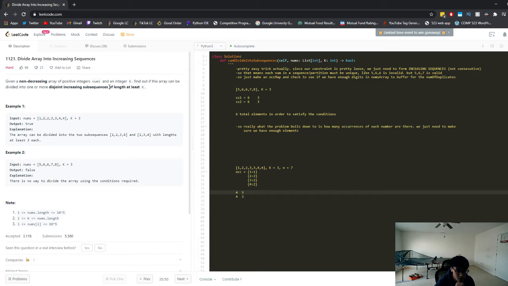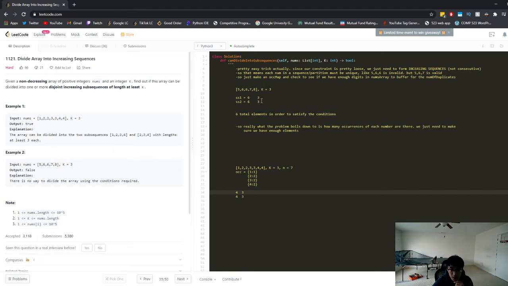It's a subsequence. So we can take the 1, 3, 4, and then we can take the 1, 2, 3, 4, and then we can take 2, 3, 4. So that's how we can divide this first example into two arrays, which are both at least length 3, and they're both strictly increasing, right? Because there are no duplicates in these two sets.